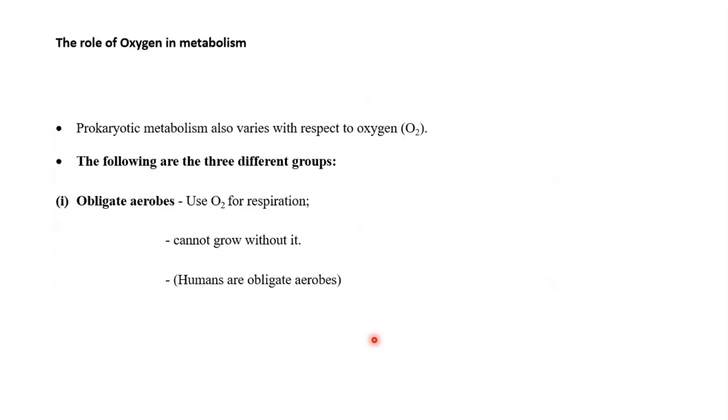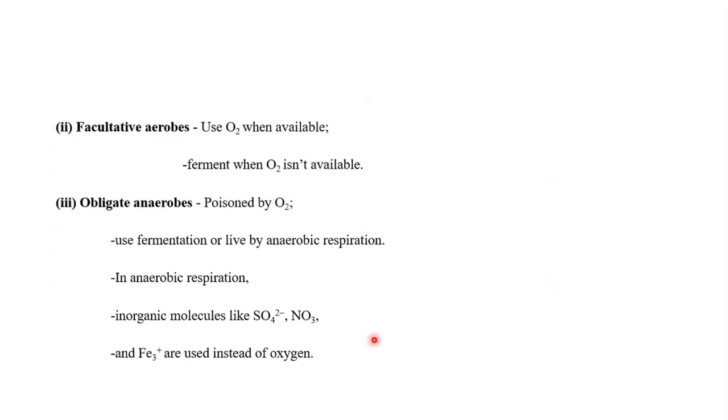What are we talking about again? We're talking about the different types of groups that prokaryotic metabolism uses. Then the last one is obligate anaerobes, which are poisoned by oxygen. So we accept oxygen and we live for oxygen. But these ones, if they receive oxygen, they get poisoned by it. They use fermentation or live by anaerobic respiration. In anaerobic respiration, inorganic molecules like SO4, NO3 and Fe3 are used instead of oxygen. That's what they make use of.